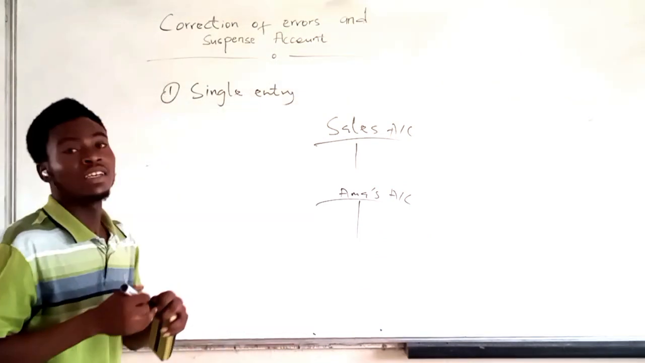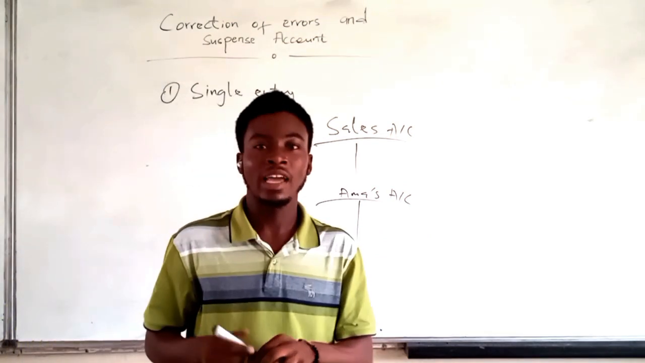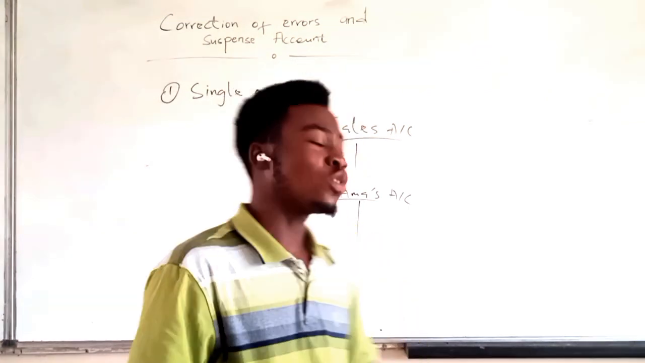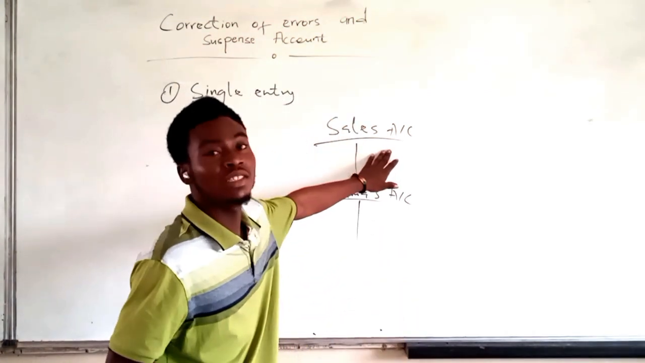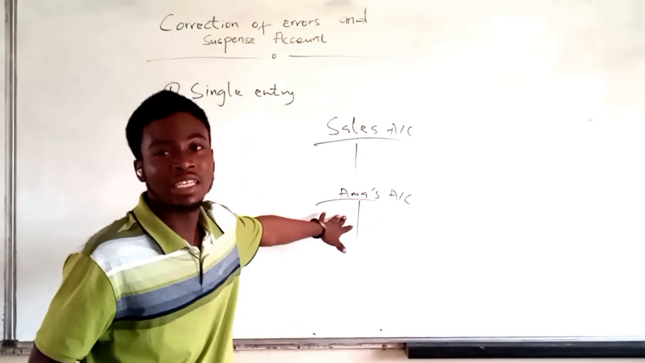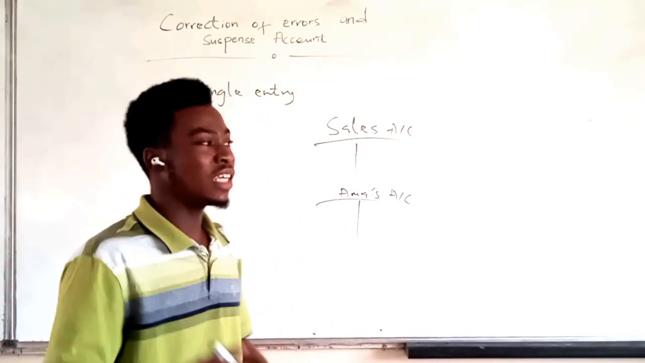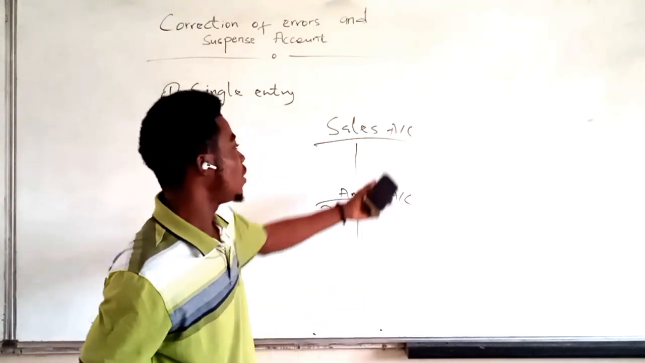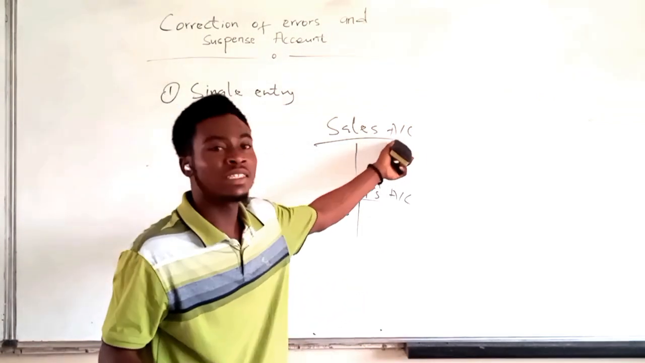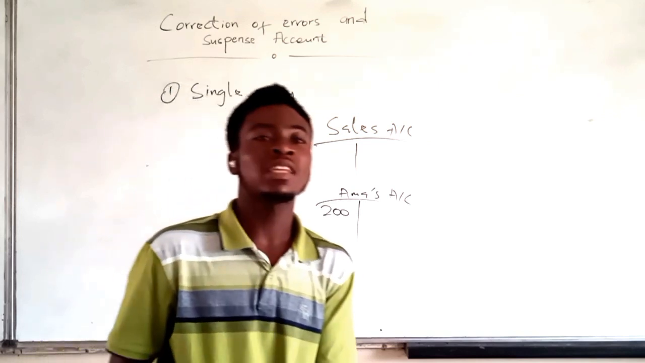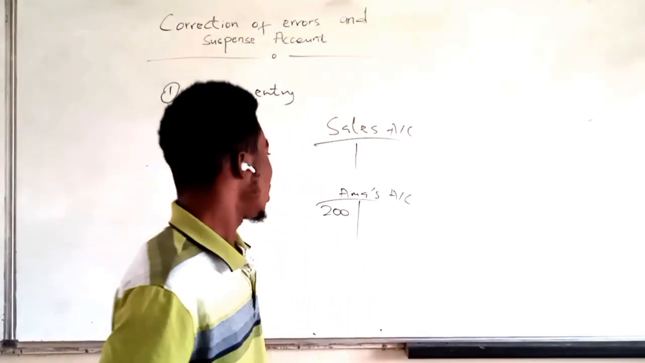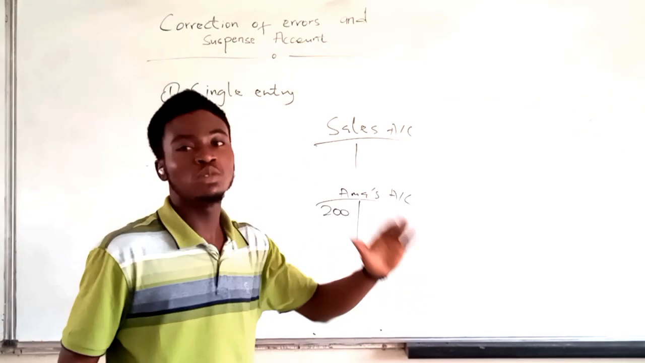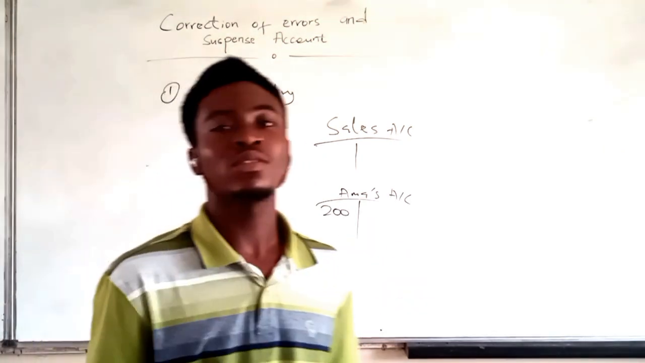Let's say you made a transaction, like you sold goods to Ama for 200. We are supposed to record the transaction by crediting sales 200 and debiting Ama's account 200. But with this error, we debited Ama's account with 200 and we failed to credit the sales account. This is going to affect the agreement of the trial balance because the debit side of the trial balance is going to increase and the credit side is going to reduce.